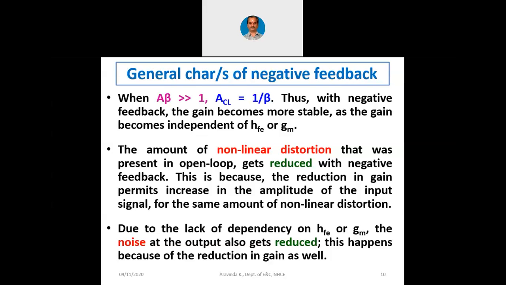Why? Because this noise is proportional to the active device's characteristics. Now when the closed loop gain is independent of the device characteristics itself, naturally noise at the output also gets reduced. This happens because of the reduction in gain as well. Why? Open loop gain was much larger, closed loop gain is much lesser. As the closed loop gain is much lesser, the amplification of the noise also gets reduced. So naturally, noise will get reduced.